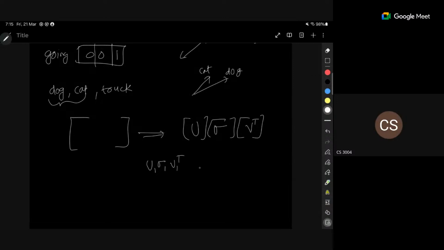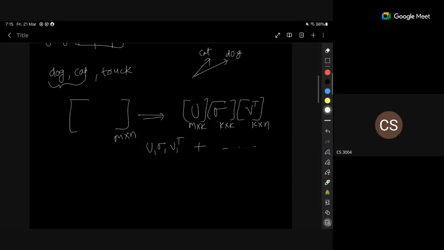So you can have this much, or if you want less error, then you can add more and more components, right? Whatever the size of it. So this is m cross n, then this is going to be n cross k, this could be k cross k, and this should be m cross k, k cross n, something like this, right? This was the easiest way, the SVD way.